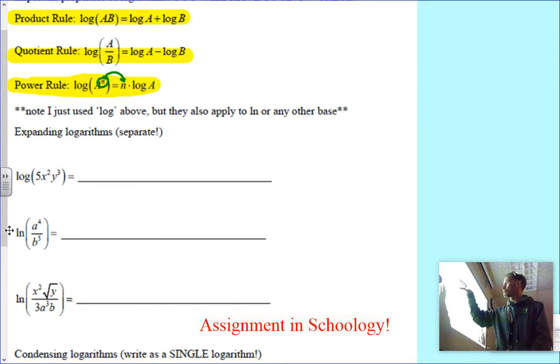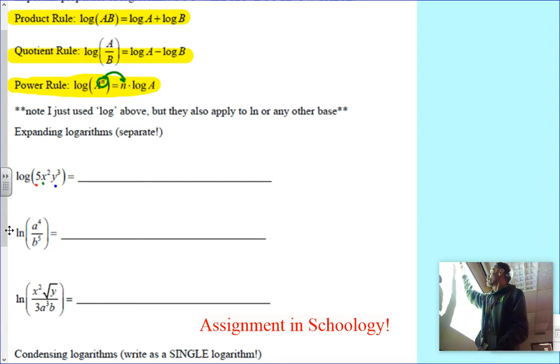So let's take a look at the first one. We've got log of 5x squared y to the third. The one thing I like doing at first is seeing how many terms I have. And remember, all of these things are being multiplied. So I have a 5, an x term, and a y term. That means each of those individual things is going to get its own log. Now as you get more comfortable with this, you can probably do this in one step, but I'm going to do it in a couple steps just so you can see the process.